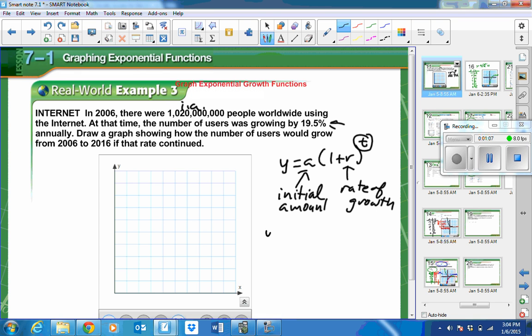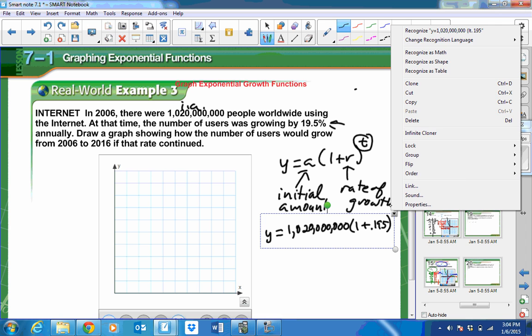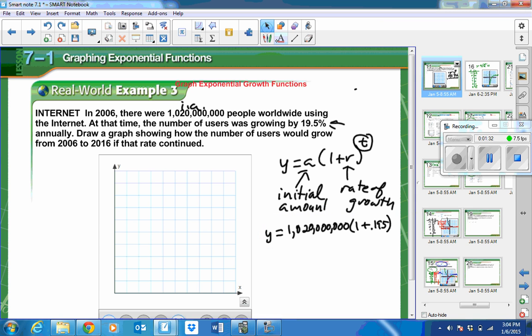So when we plug this into our equation, we're going to get 1,020,000,000, and then our rate is 1 plus 0.195. You have to remember to change that to a decimal, and we want that to go away. T. Now in this problem, T is representing the number of years since 2006. So once we get this equation, we have that our base is 1.195.